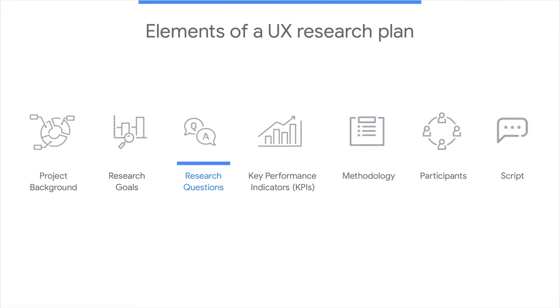Okay, so now you've got the hang of the project background and research goals. Next, let's think about the third element of a research plan, research questions. To put it simply, research questions are the handful of questions you plan to answer during the study. These should not be the literal questions you plan to ask study participants. We'll go over these later when we start creating our interview script. Instead, the research questions should be the questions you want your research to answer and should align with the goals of your research. So why are research questions important?